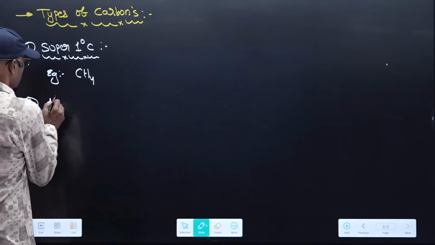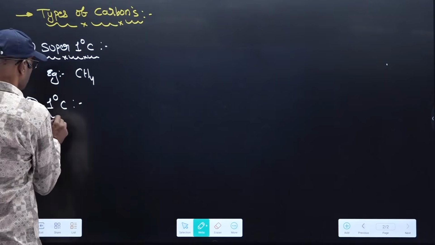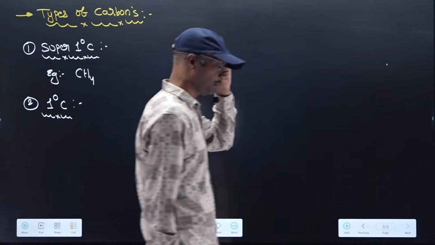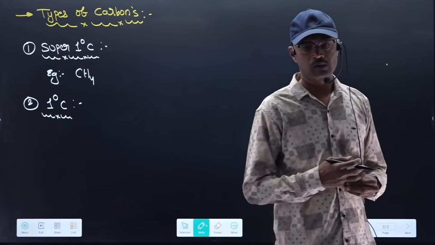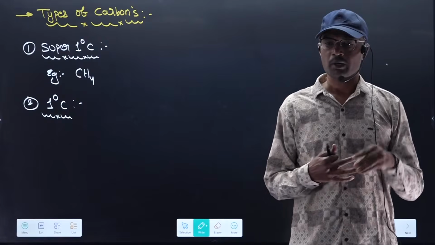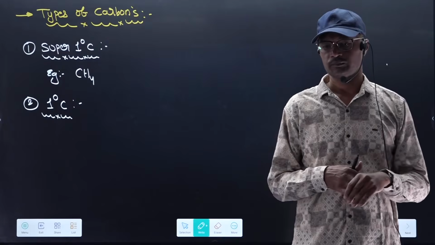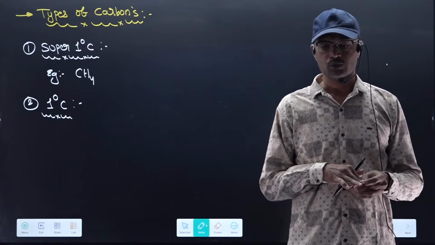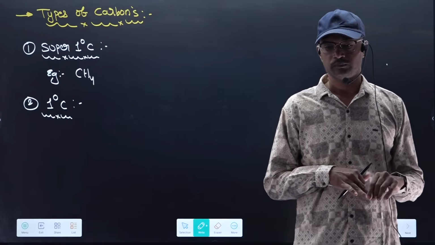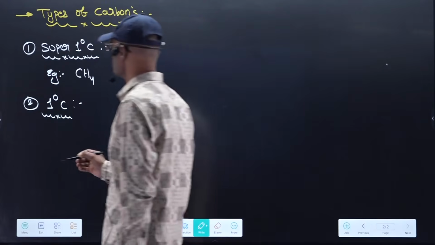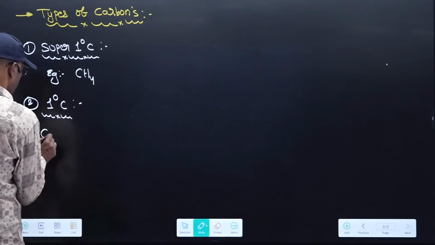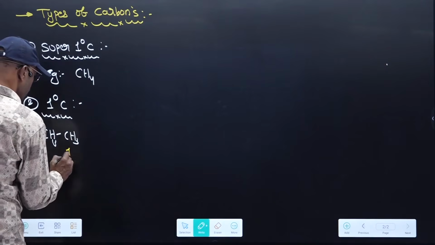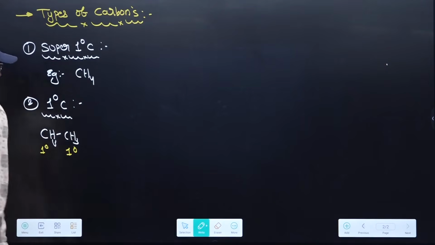Then primary carbon. What is primary? Carbon attaches to one another carbon. This is CH3, CH3. So this is primary, it is also primary.